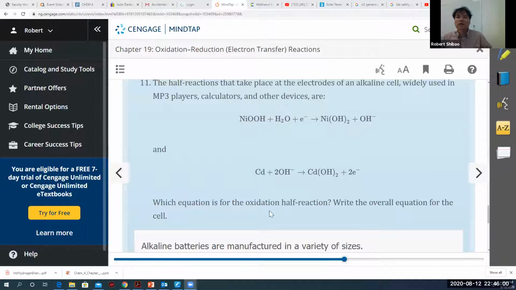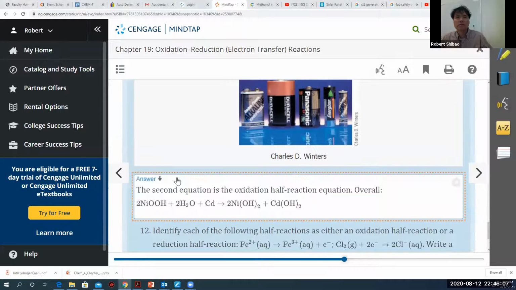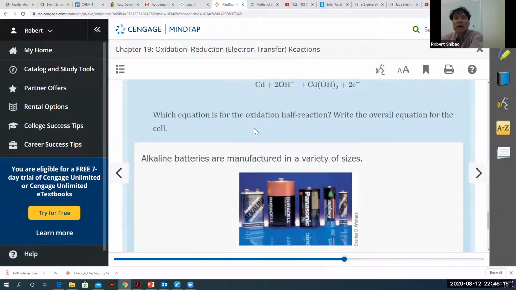Which equation is for the oxidation? Oxidation is loss. So the second equation. Write the overall equation. Oh, here's the overall. These cells use zinc, though. This would be called a NiCad battery.